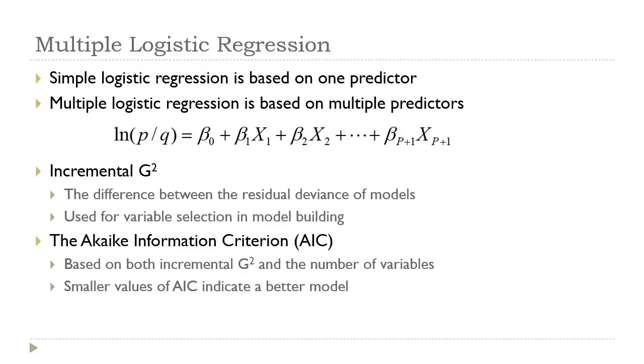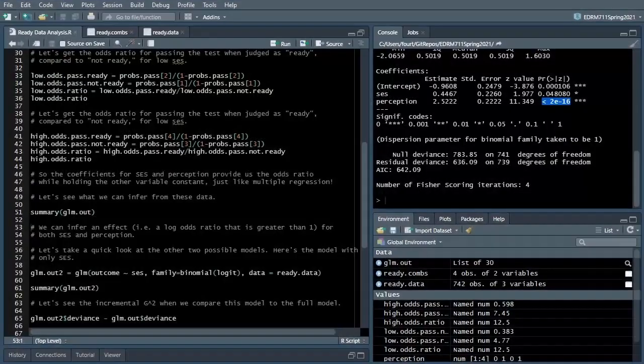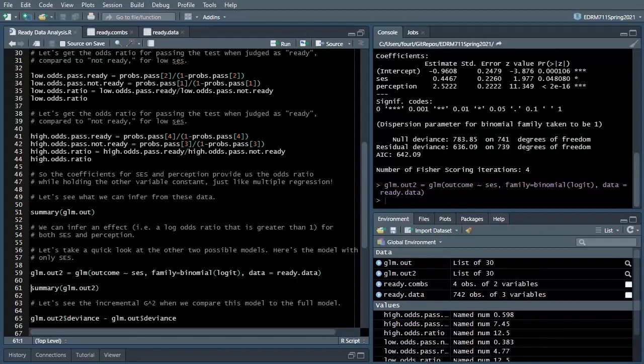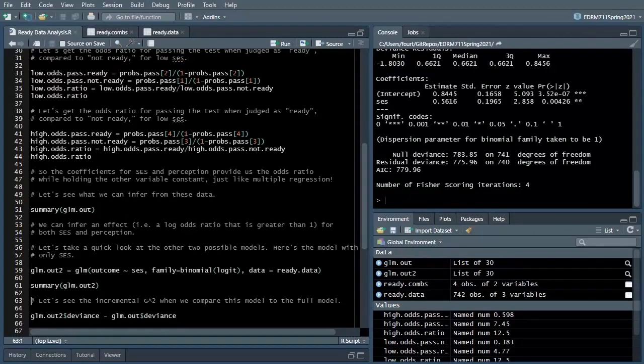Now, of course, we're only getting an overview of logistic regression, so there's a whole lot more that we could do in terms of incremental G-squared and AIC, but I want to show you a couple examples just to give a flavor. Let's take a look at two additional models. We already looked at a model in which we had both SES and perception. Let's create model 2 here as just SES. So I'm going to look at just SES in the model without perception, and then get a summary.